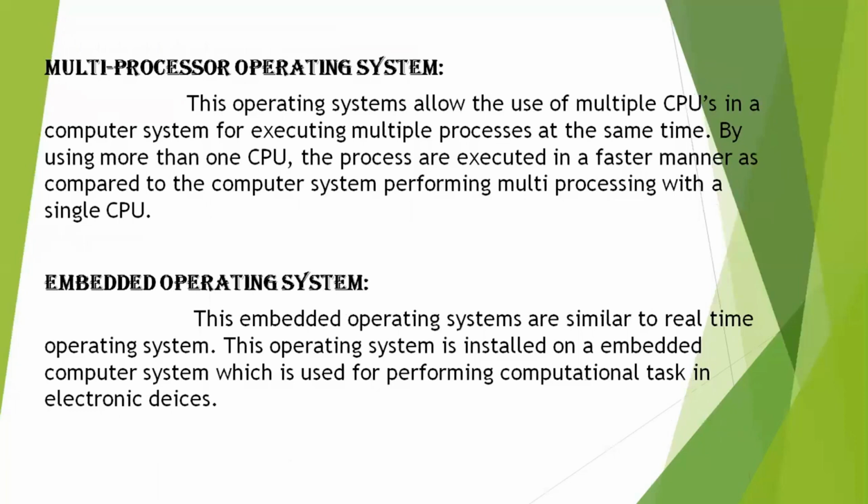Multiprocessor operating system. In this operating system, there are multiple CPUs in a computer system for executing multiple processes at the same time. By using more than one CPU, the processes are executed faster as compared to a computer system performing multiple processing with a single CPU. It helps in the overall performance throughput of the computer system.